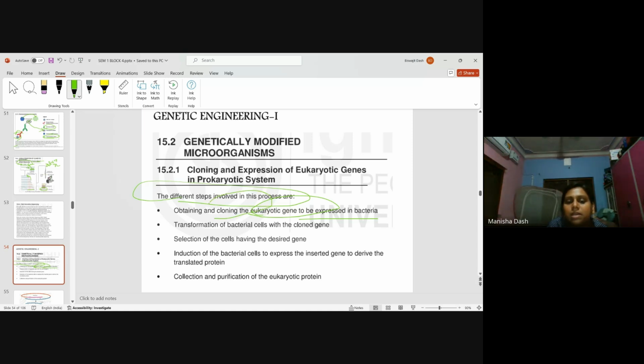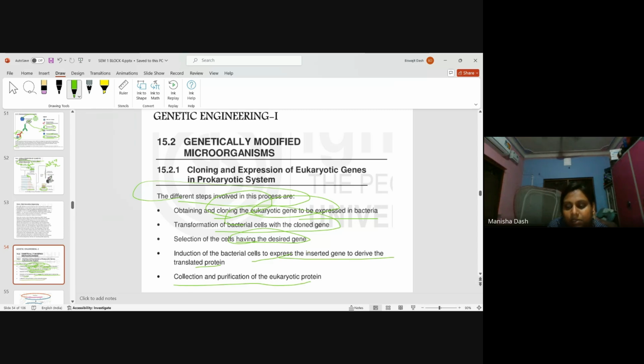Then you should increase the copy number by cloning, and then you need to introduce it into a host bacterium. That leads to the transformation of the bacterial cells with the cloned gene. Then selection of the cells having the desired genes, which we have already seen how to screen. Then induction of the bacterial cells to express the inserted gene to derive the translated protein. Preferably an expression vector is used here, whatever vector can carry the copy as well as express the protein encoded by the gene. Then collection and purification of the eukaryotic protein.